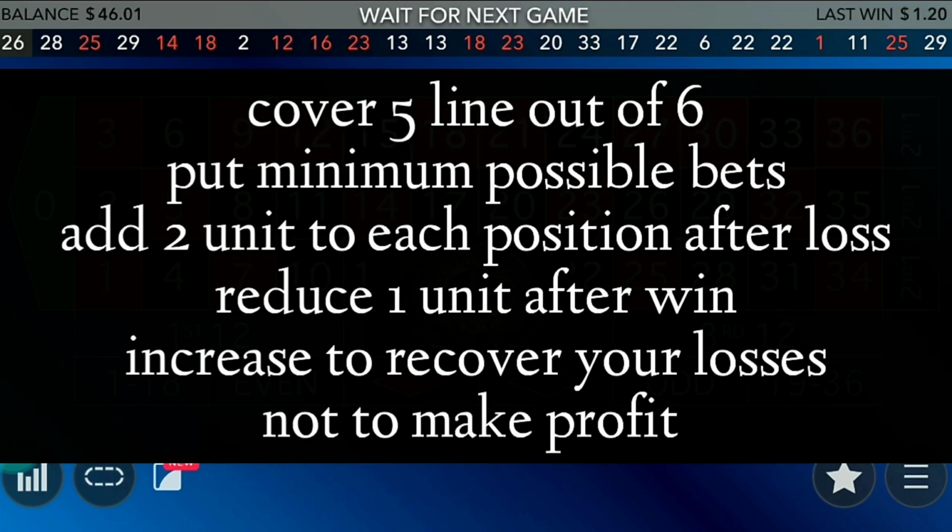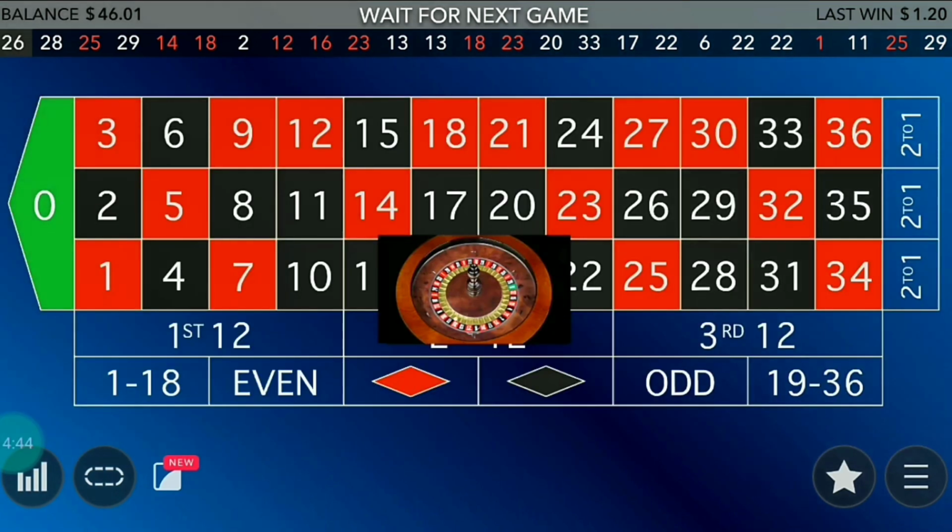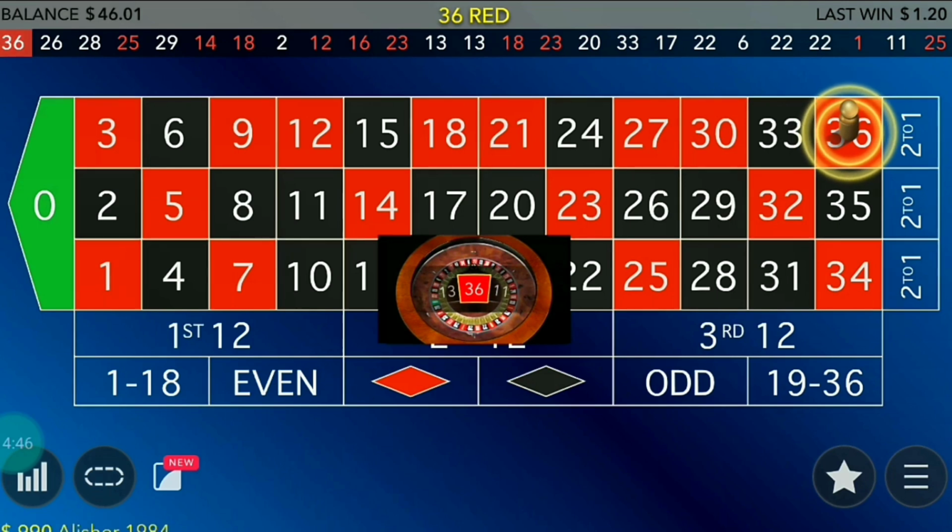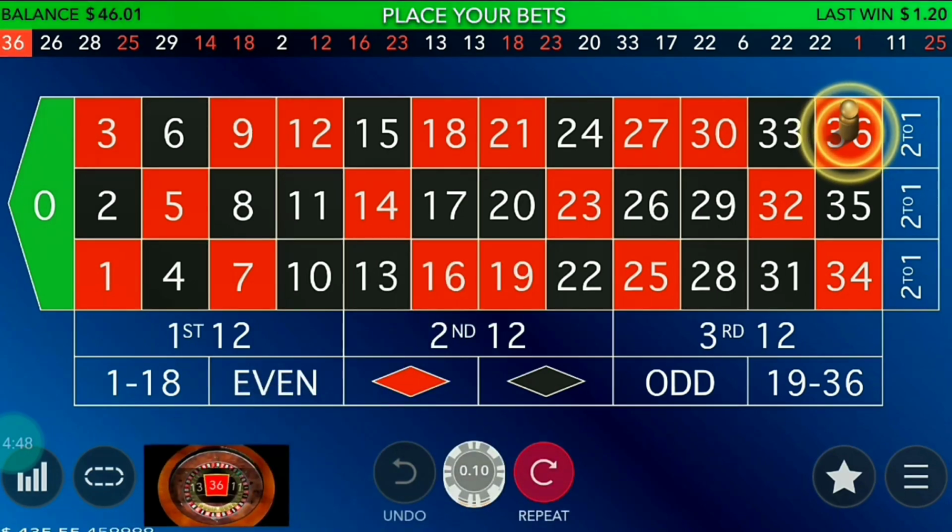The only thing is that in online roulette, especially the one I'm playing with here, there is a limited time frame to put your bets. So that is the only problem. But you can manage with your experience.